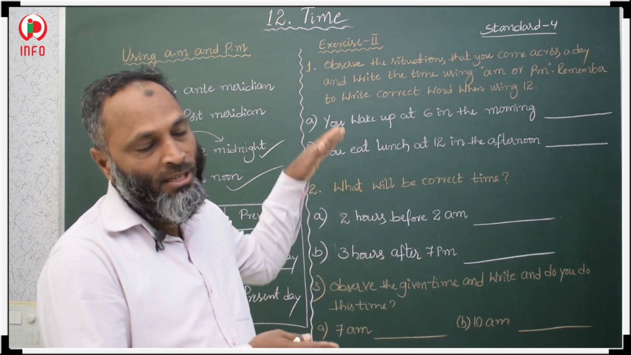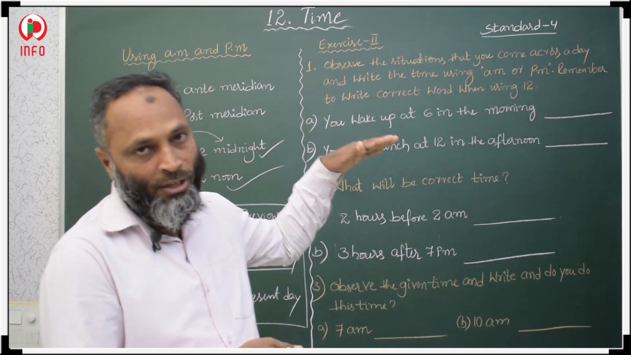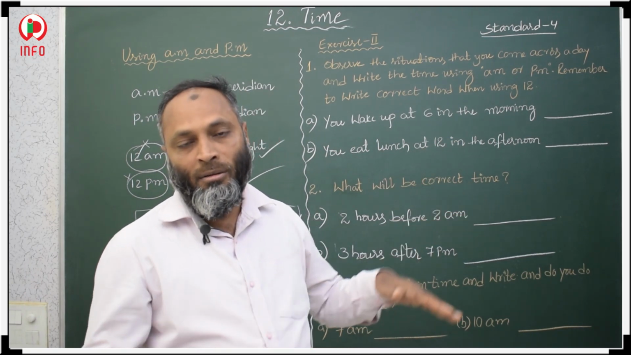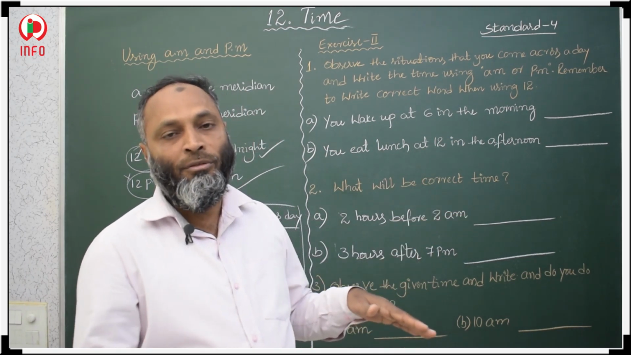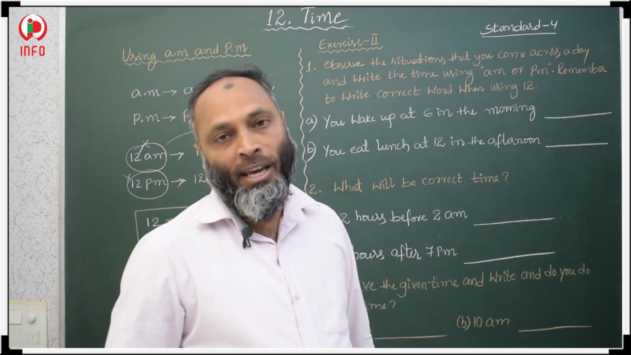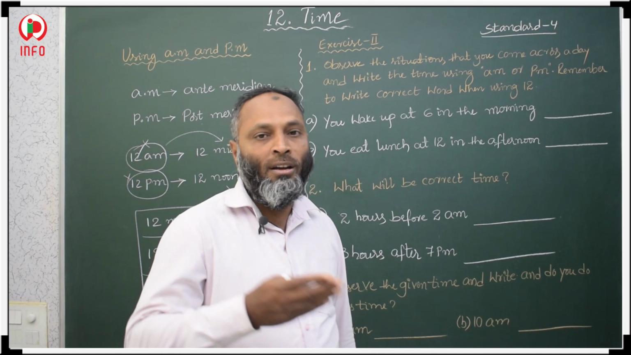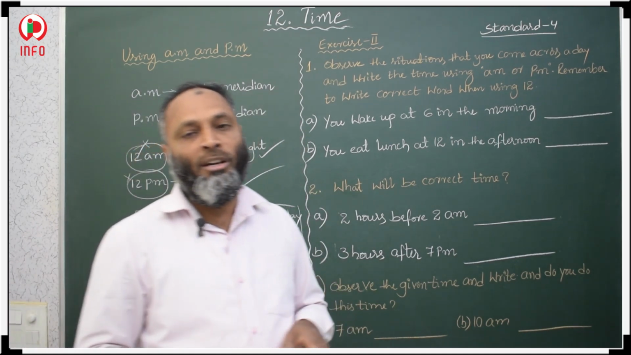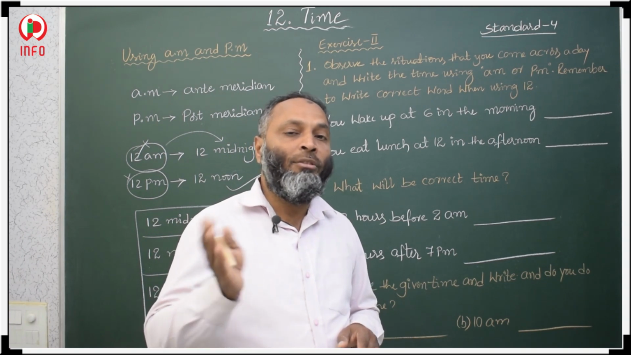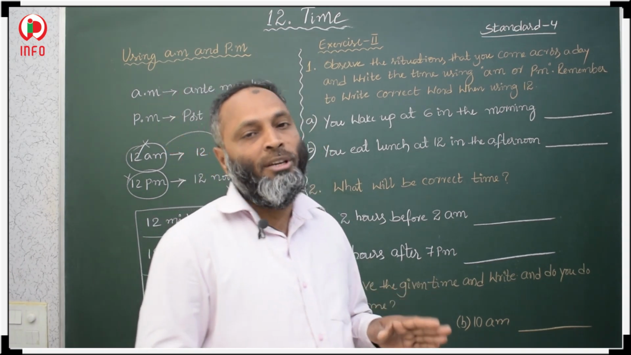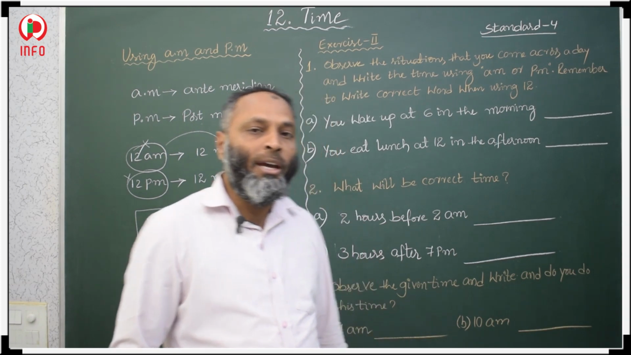AM means the time from midnight 12 to 12 noon; whatever time is before 12 noon, we represent as AM. Then PM is after 12 noon, from 12 hours 1 minute until before midnight, 11 hours 59 minutes. That is PM.